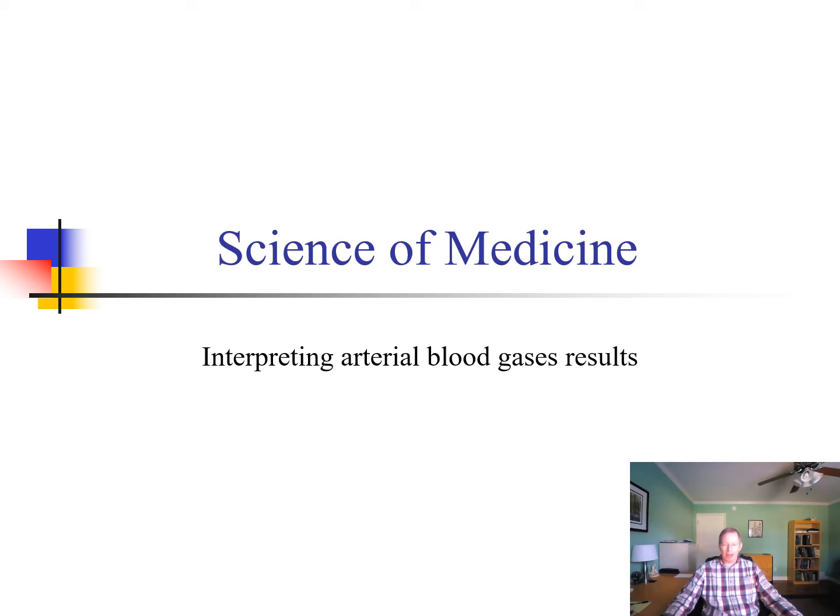Today I want to talk about interpreting arterial blood gas results. This is an important tool that is in the arsenal of a clinician, especially for patients that have acid-base disorders, whether they be respiratory or metabolic. And it also is a wonderful example of how chemistry, in particular acid-base chemistry, is utilized in medicine.